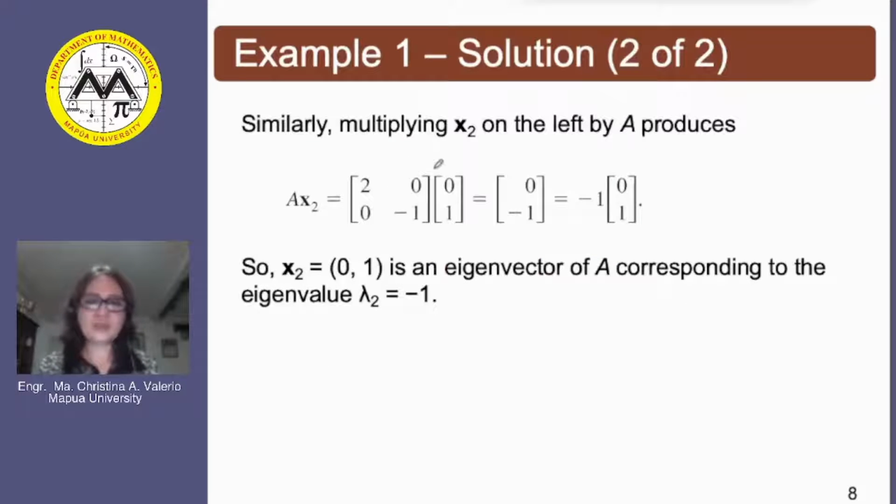Similarly, multiplying the second vector with components 0, 1 on the left by A produces another column vector with components 0 and negative 1, which can be expressed as negative 1 times the column vector with components 0, 1. Since we were able to show that A times x is equivalent to lambda times x, we verified that x sub 2 with components 0, 1 is an eigenvector of A corresponding to the eigenvalue lambda sub 2 equals negative 1.